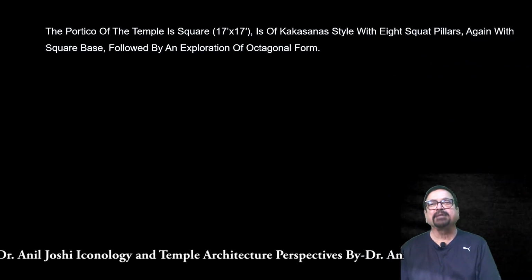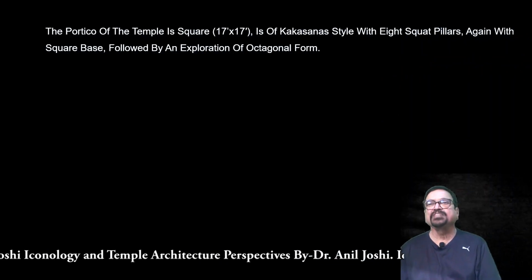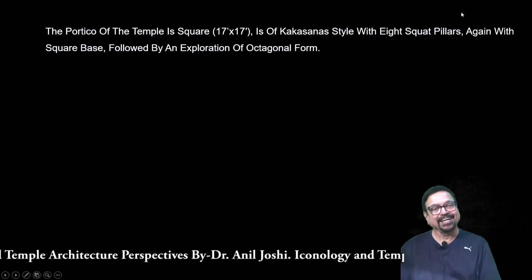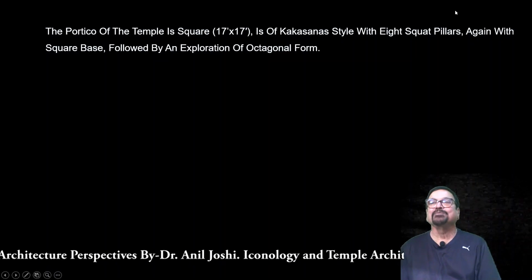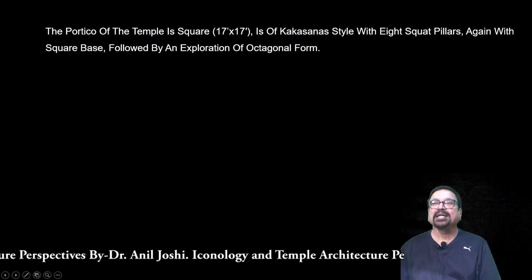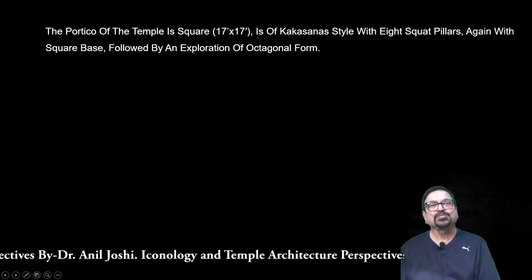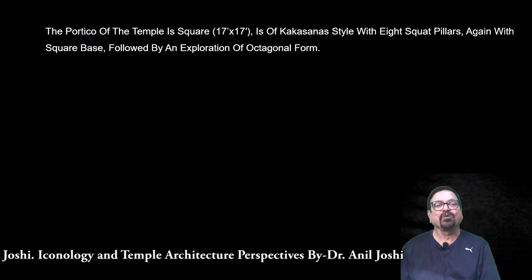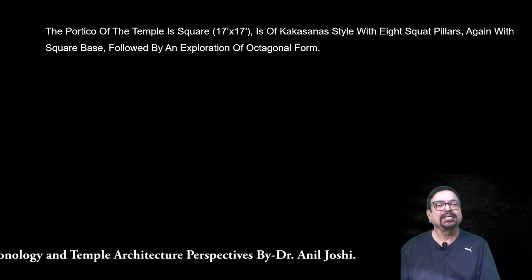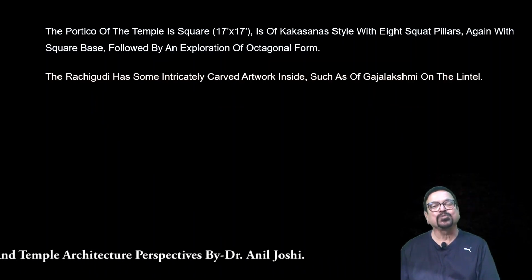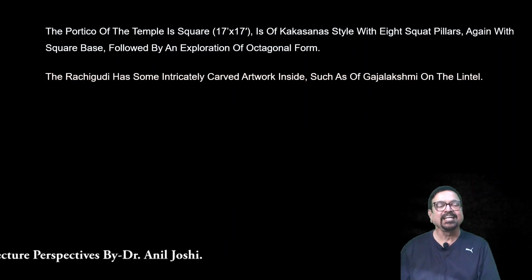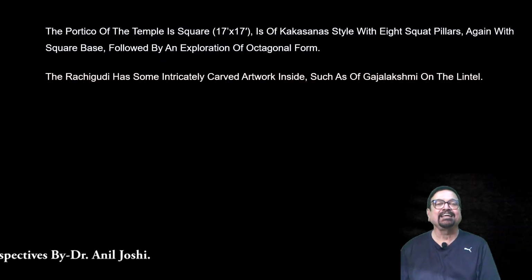It's another example of how the temple architecture has been transferred and adapted. Now the portico of the temple is square, of the Kakasana style. Kakasana style again has come from the north, with 8 squat pillars, again with a square base followed by an exploration of octagonal form. These are the places meant for sitting. It is a place where you come to the temple, spend some time, sit here and feel the pleasure.